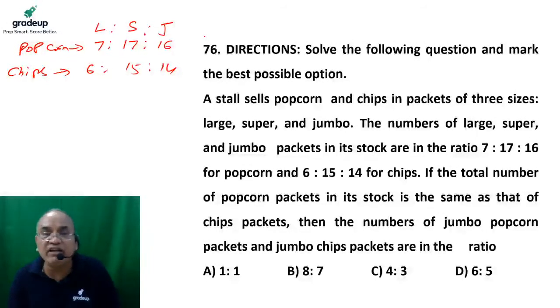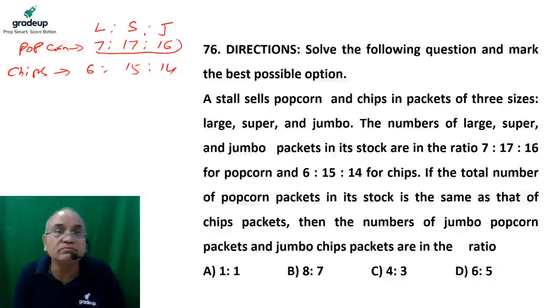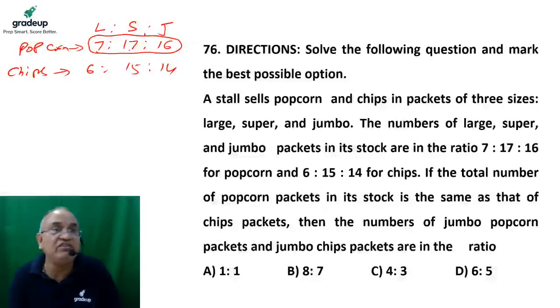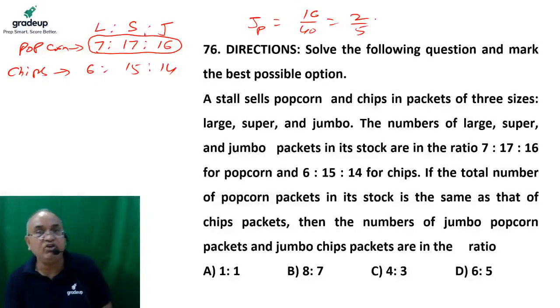Then what we have to find out? We have to find out the ratio between the jumbo packet of popcorn and that of chips. Okay. So please do the sum of this. The sum of the ratio is 16 and 17 is 33 plus 7 is 40. So jumbo popcorn, JP, is nothing but 16 out of 40. It means it is nothing but 2 out of 5. Are you getting my point? It is nothing but 2 out of 5.